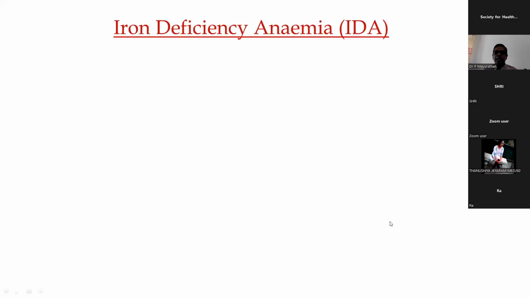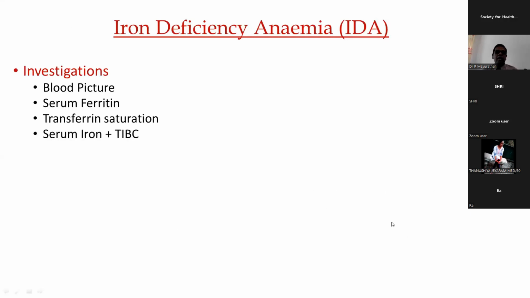So for iron deficiency anemia, how do we investigate? The first investigation is always the blood picture. That will show microcytic hypochromic red cells with various shapes and sizes. We call this anisopoikilocytosis. I will show you the blood picture. Then our investigation is going to be serum ferritin most of the time. But if you have facilities, you can go for transferrin saturation or serum iron and iron binding capacity.